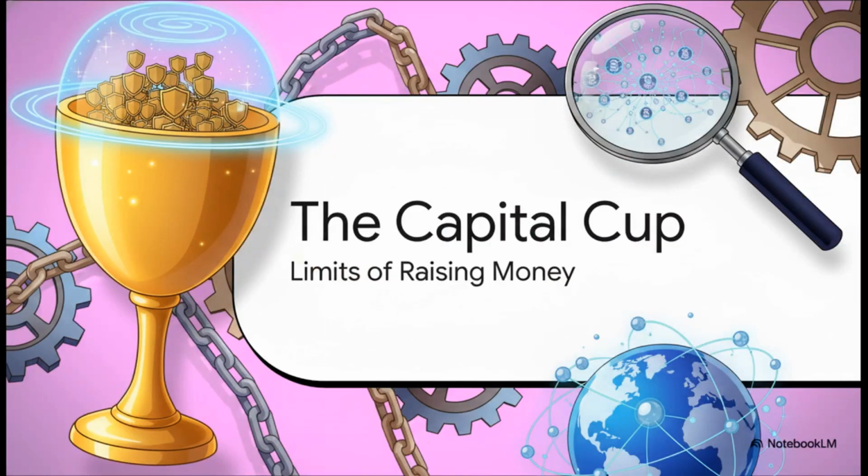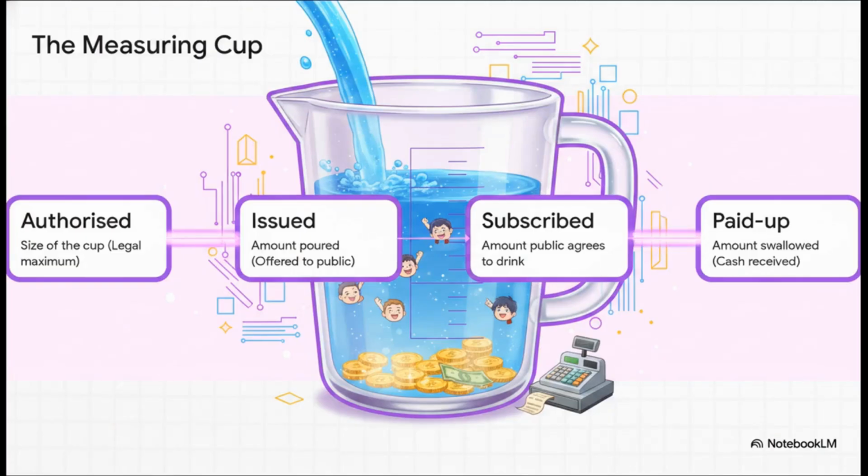Starting with Section 1, the corporate capital cup. We need to look at the legal limits of raising money. Before we even look at the shares themselves, we have to understand that when a limited liability company is formed, it doesn't just get to magically start selling an unlimited number of shares to anyone who wants them. No way. There is a heavily regulated legal structure dictating exactly how much capital a company can raise, and it's perfectly illustrated by this measuring cup analogy.